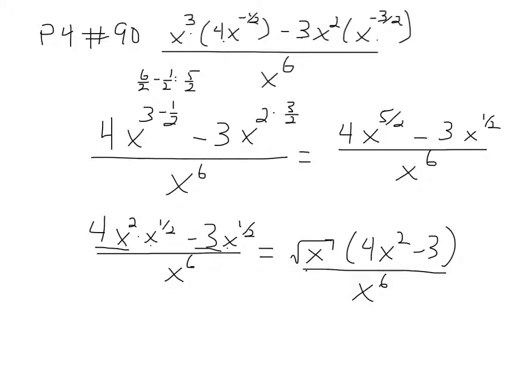We have to worry about x being 0 on the bottom. We have to worry about x being negative inside the square root. Right? So this is going to be true for x greater than 0, and we're good. And that's the way I would leave it.